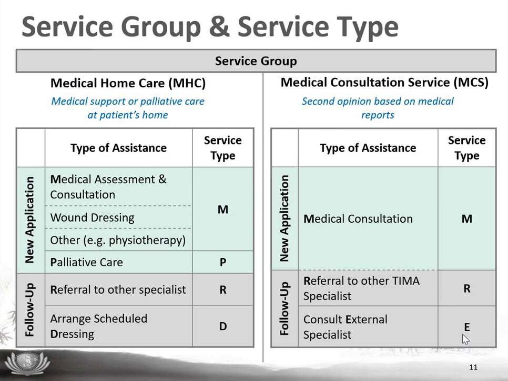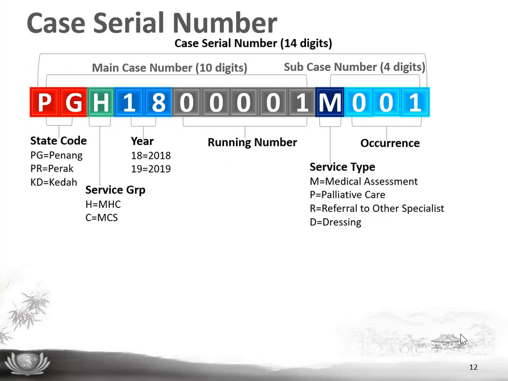Okay, we did not have a case number to manage our application form before the TCMC system was introduced. To ease the case management process, we have set up a case serial number system which has 14 digits. The 10 digits in front are the main case number, which is unique for each patient.